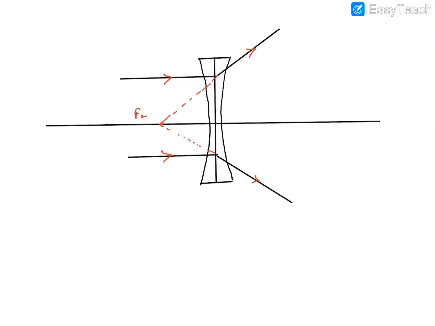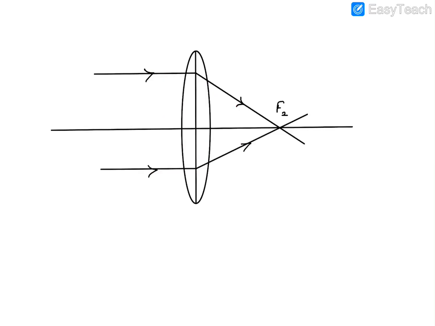Now there are some other very important things which are generally asked in the exams. If they ask you what is the condition for the focal length to be the same. See, let's say for example you've got a convex lens. One second, I'll just draw a lens.